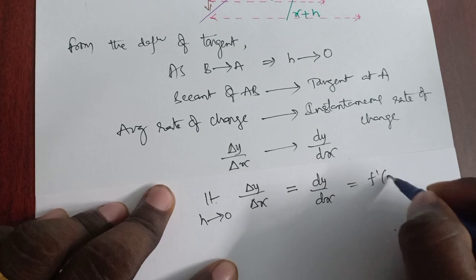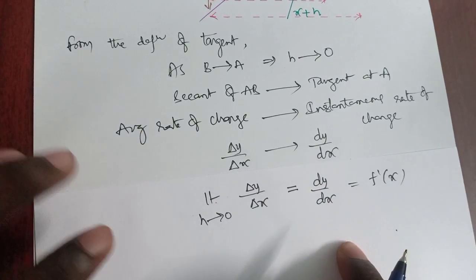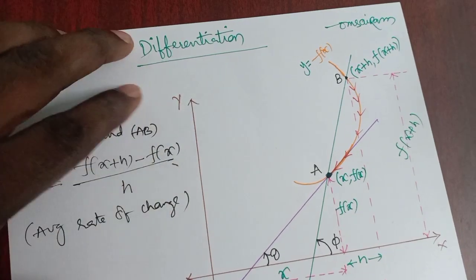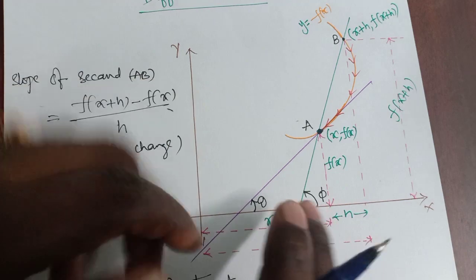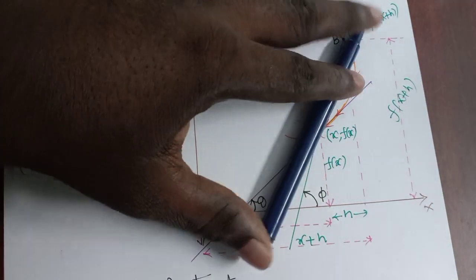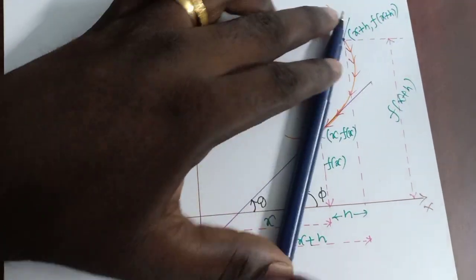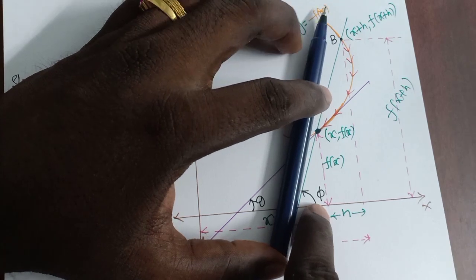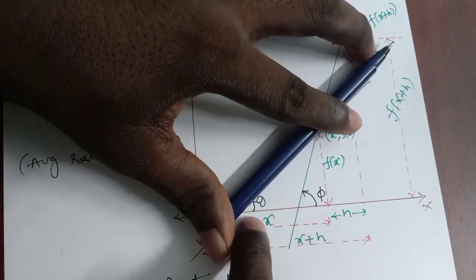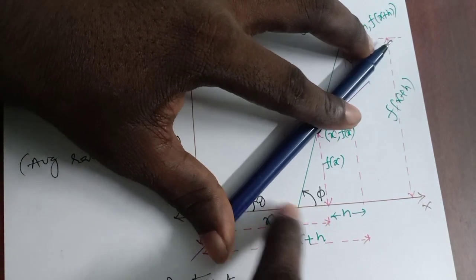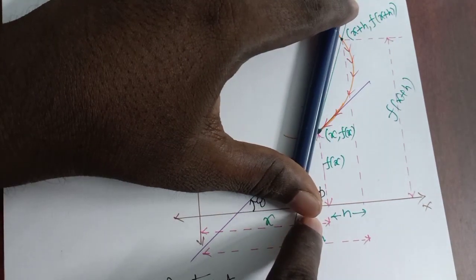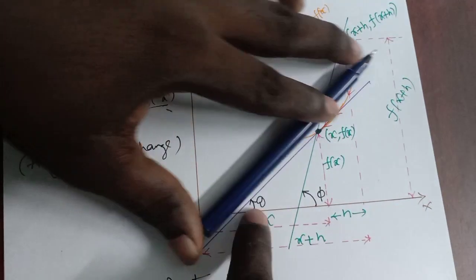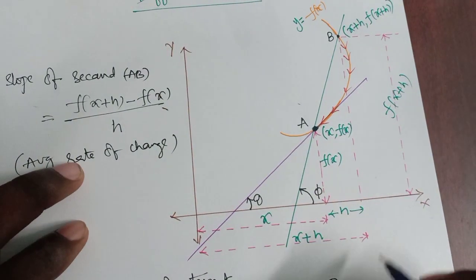which is also known as f dash of x. So please see this clearly. As B is very, very close to A, this secant converts to the tangent. Now what is the angle of the secant? Phi, which converts to theta. So phi approaches theta. When B moves towards A, phi is equal to theta, clearly.